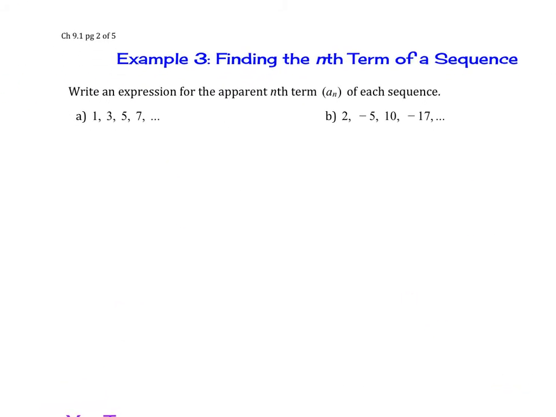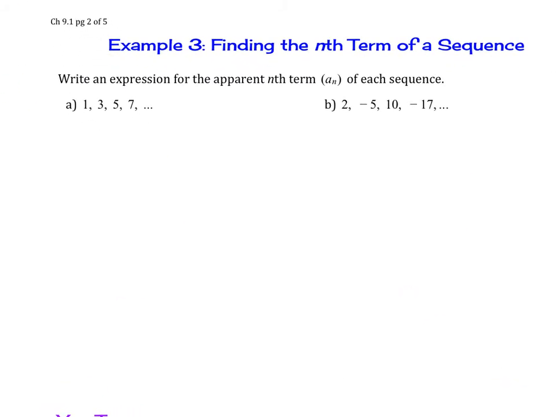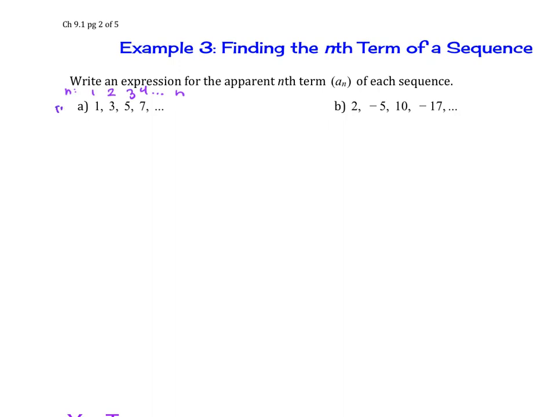So we're going to find the nth term of a sequence. Write an expression for the apparent nth term, a sub n, of each sequence. So letter A, we have 1, 3, 5, and 7. What might be helpful is you say n is 1, 2, 3, 4, and then it goes all the way to n. And then here are our terms right here, 1, 3, 5, and 7. So we're trying to see how do the n values relate to the terms.